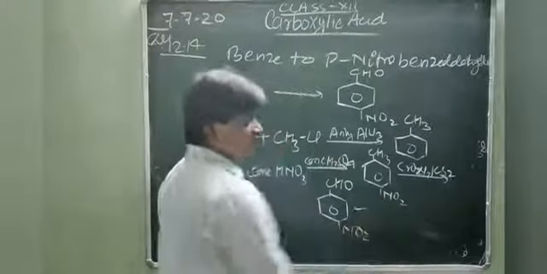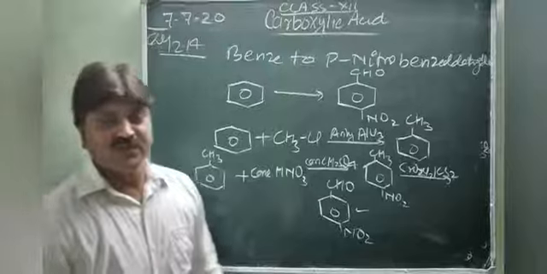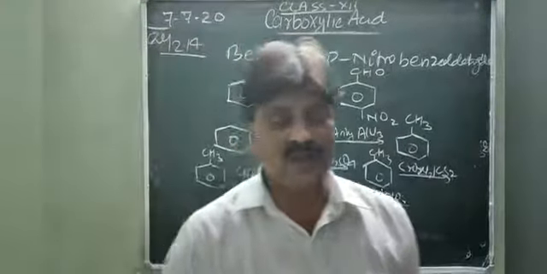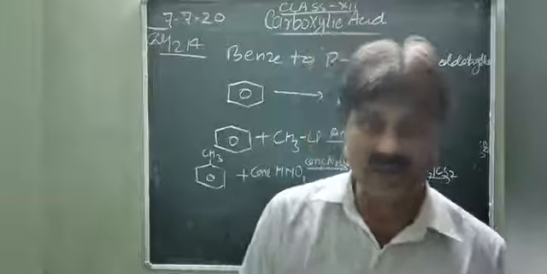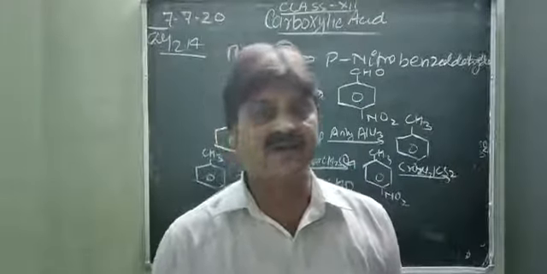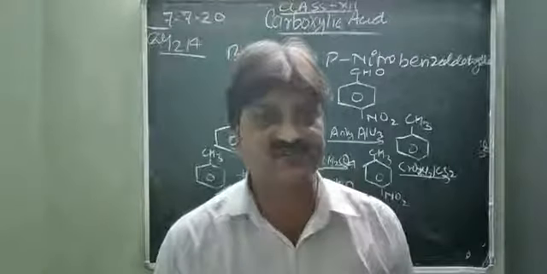This is para-nitrobenzaldehyde. So in the next video we will discuss the rest of the questions of the NCERT book, and you also try to solve the remaining questions of this chapter, and later we will discuss them. Thank you.